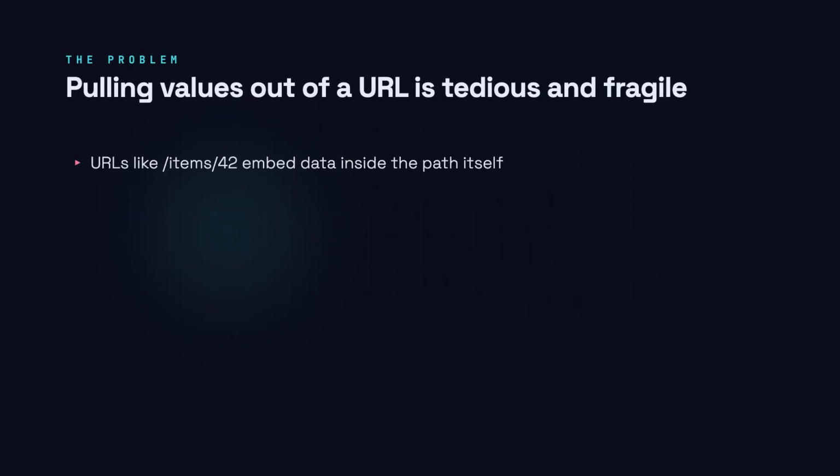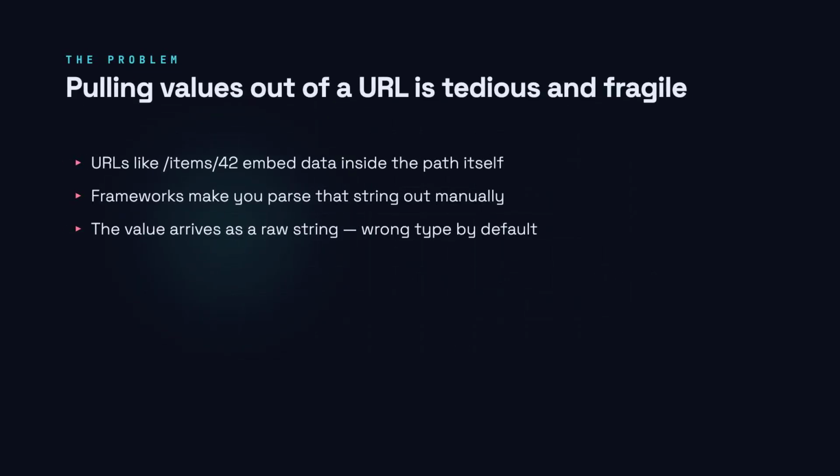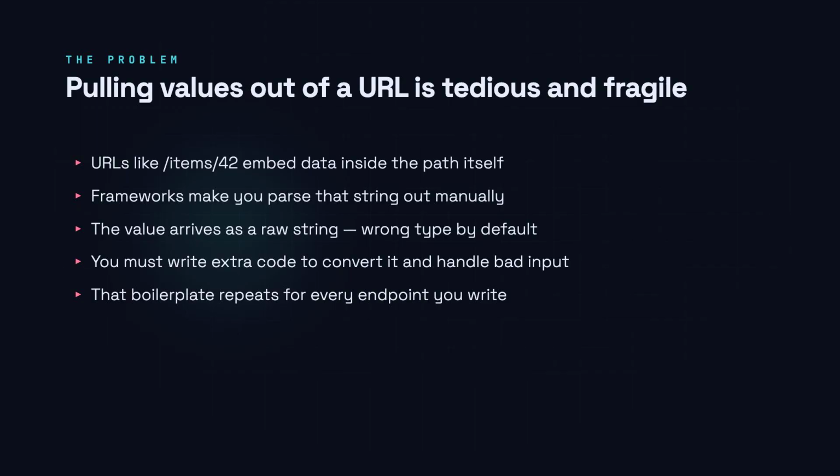When a client requests a URL like /items/42, the number 42 is baked right into the path. In many frameworks, you would write code to split the URL, extract that segment, cast it from a string to an integer yourself, and then manually return an error if the cast fails. Every single endpoint with a dynamic segment needs that same block of defensive code. It gets old fast, and it is easy to forget a check.